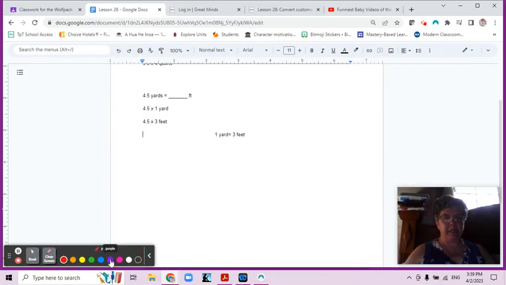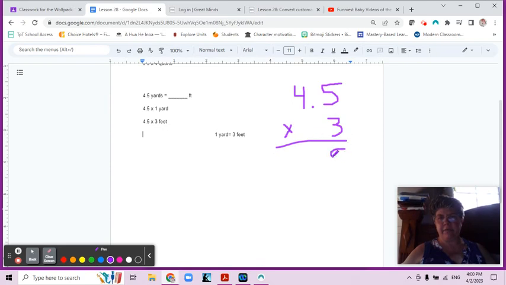Let me pick up my pen here. Let's do it in purple. Once again, I'm going to put the number that has the most digits on the top. 4 5/10 times 3. I'm going to multiply 5 times 3 is 15. Carry the 1. 4 times 3 is 12, plus 1 is 13. And then I have one number to the right of the decimal place in my question, so I'm going to have one number to the right of the decimal place in my answer.